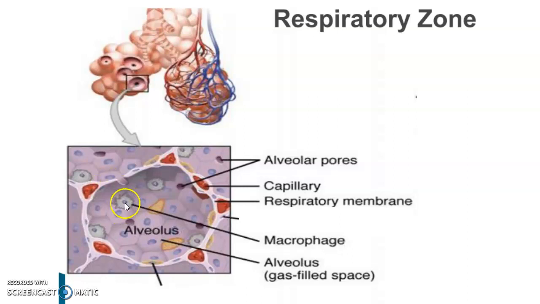And of course, your alveolus contains a macrophage. These macrophages are pretty much vital for keeping everything clean. They generally just make sure dust and pathogens are not there, keeping everything pretty clean.